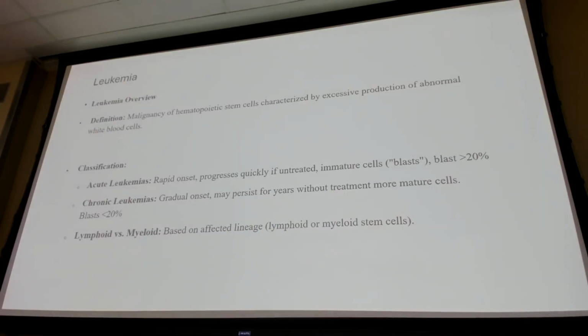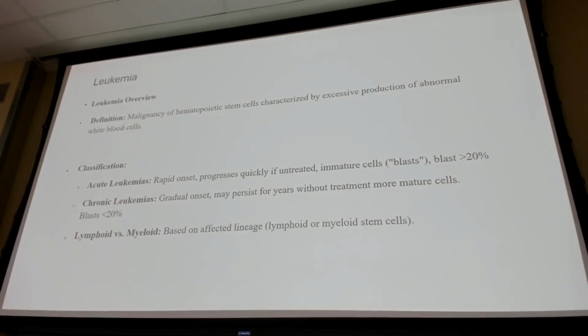All right, leukemia, malignancy of hematopoietic stem cells. Excessive production of abnormal cells, right? The definition of cancer. I have an excessive production and I have an abnormal cell. Cancer.